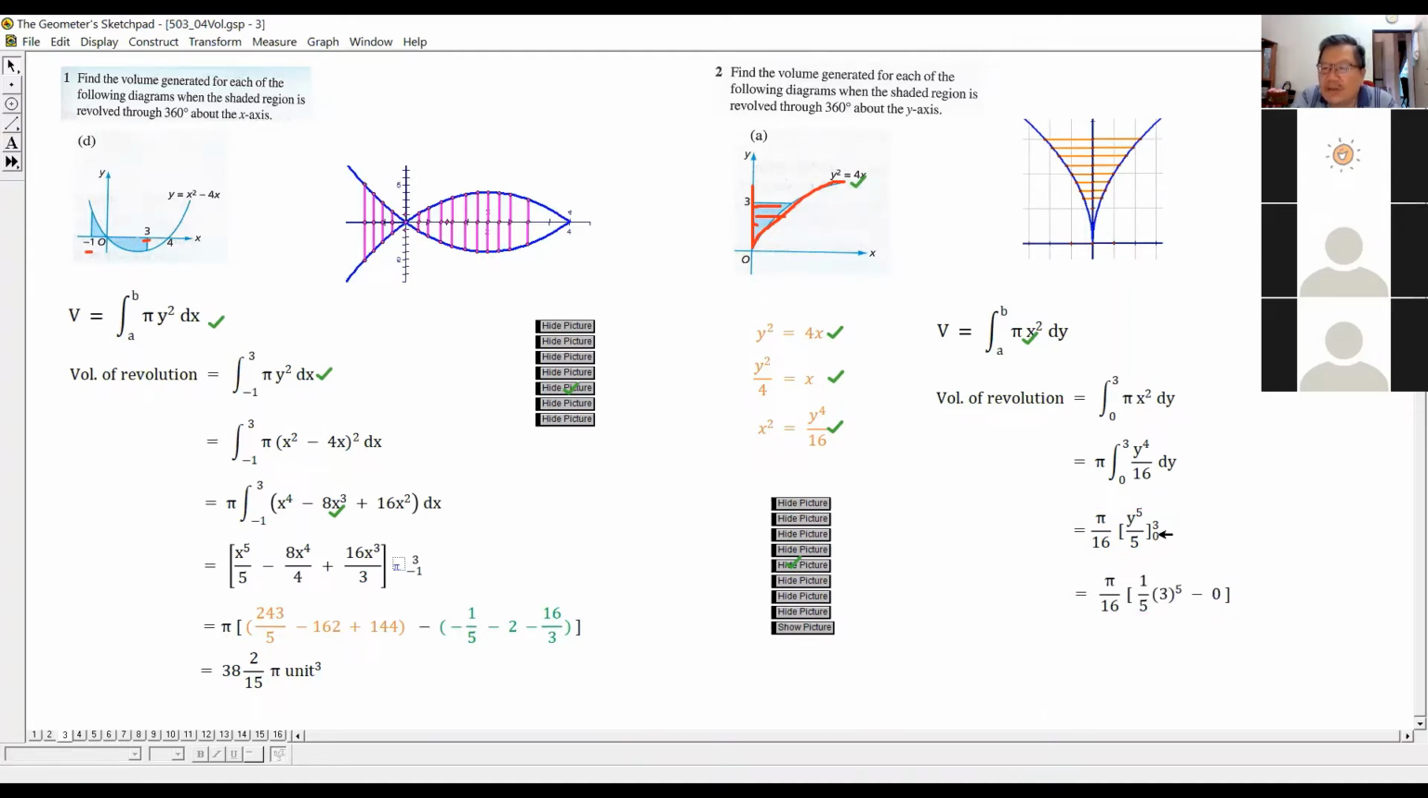So substitute the numbers inside. When you substitute 3 inside, it becomes 3 to the power of 5. When you substitute y equals 0, the whole thing becomes 0. So finally, you have 30 and 3 over 80 pi units cubed.